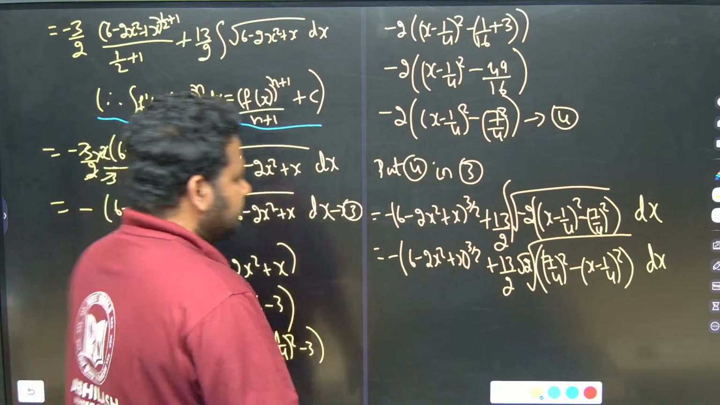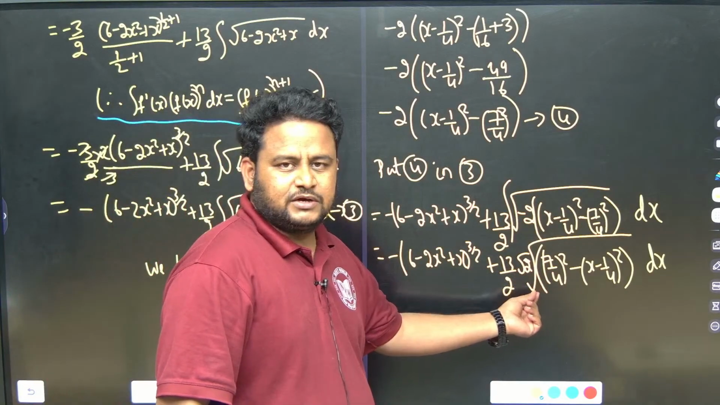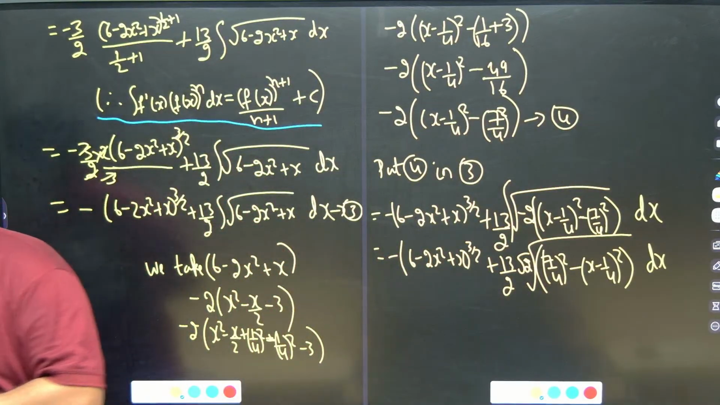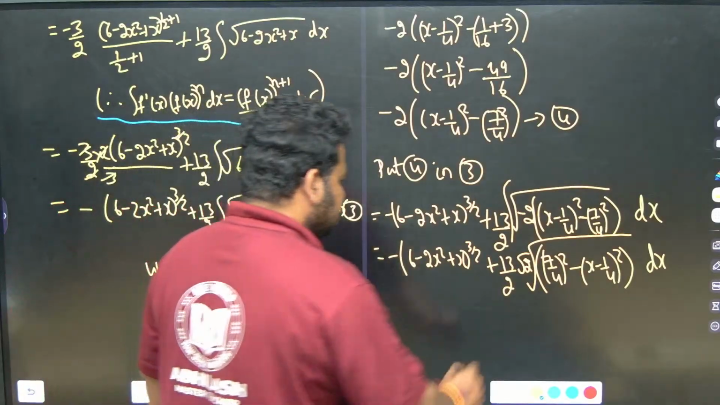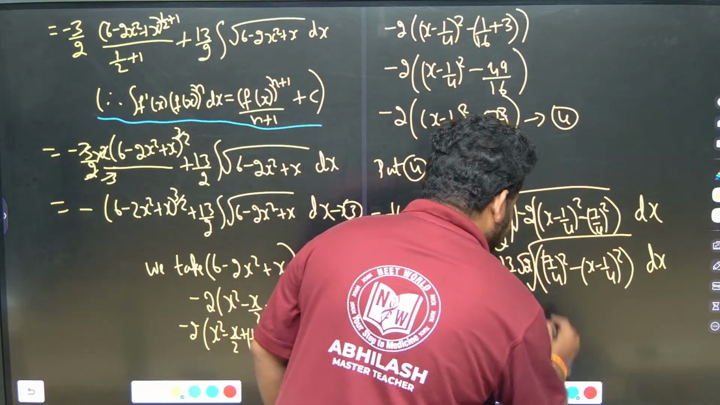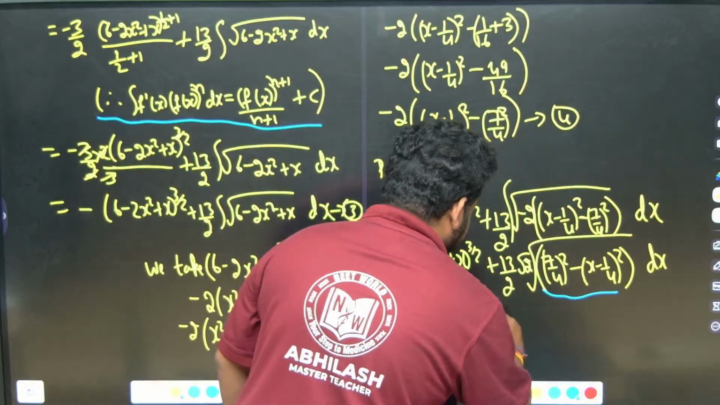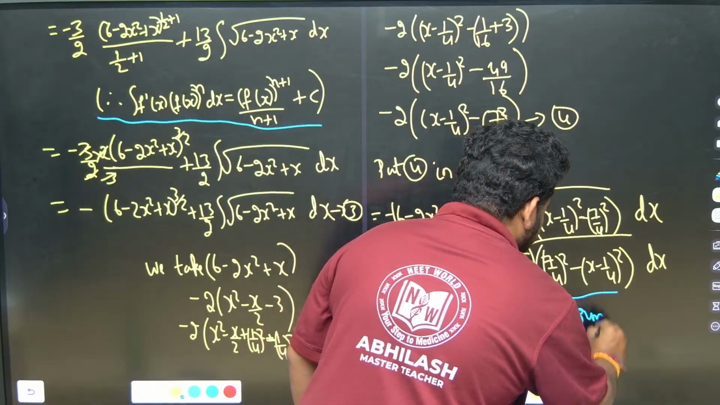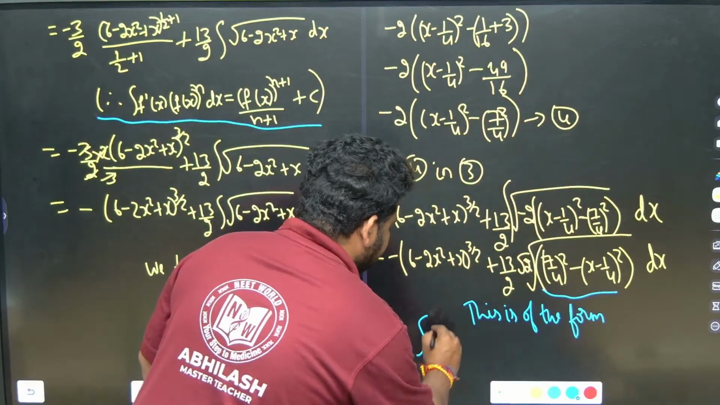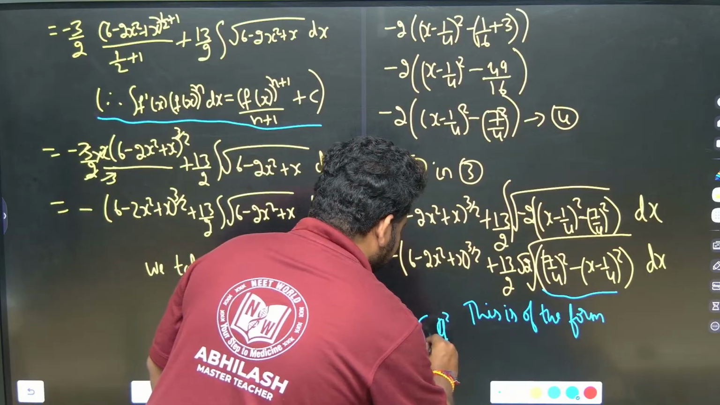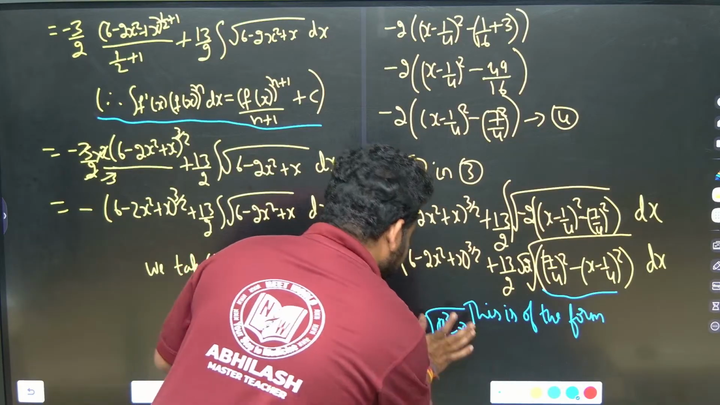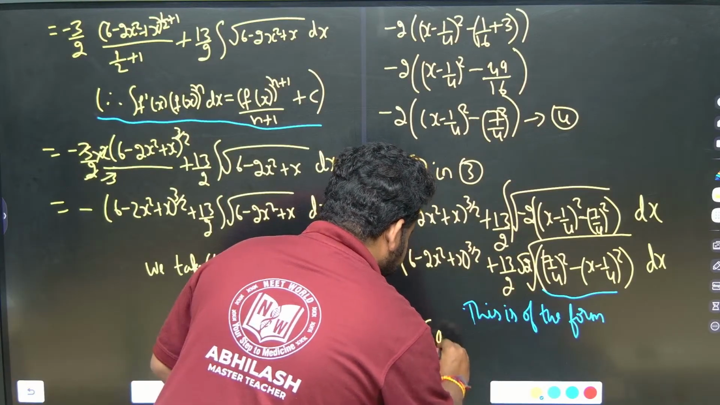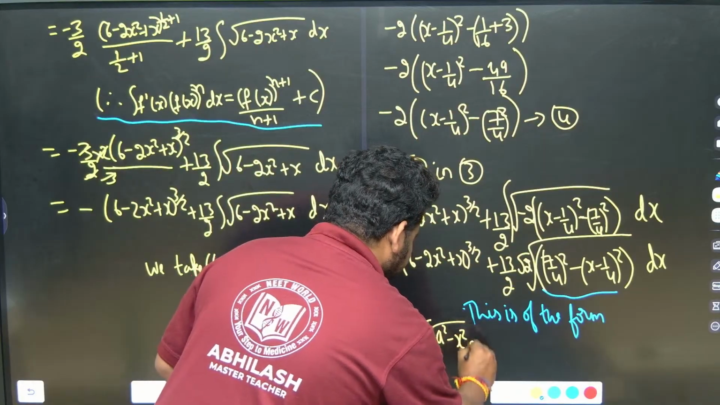Now see here, these are of which form? These are of the form integral of square root of a square minus x square. So these are of the form, you have to write it: integral of square root of a square minus x square dx.